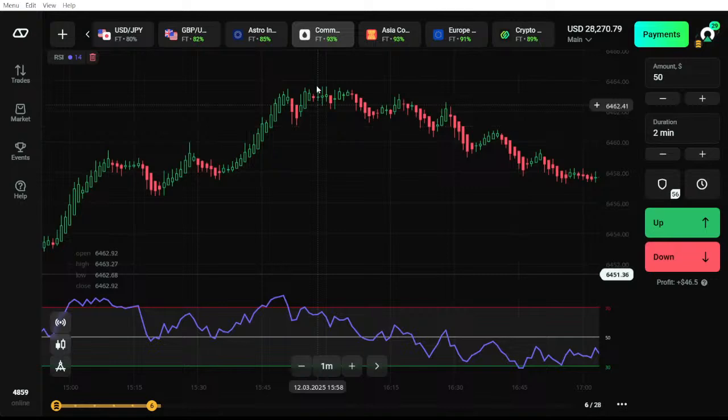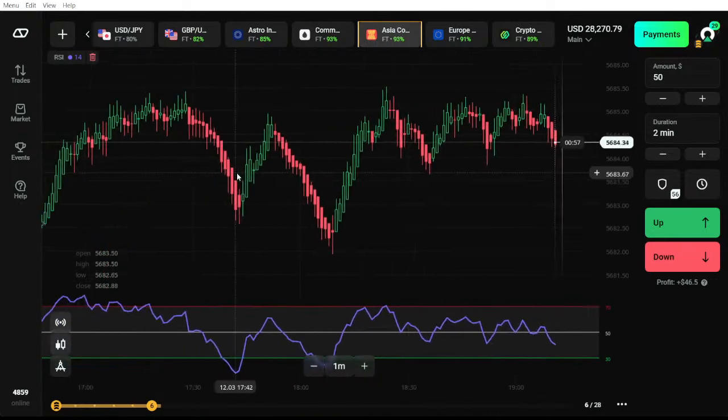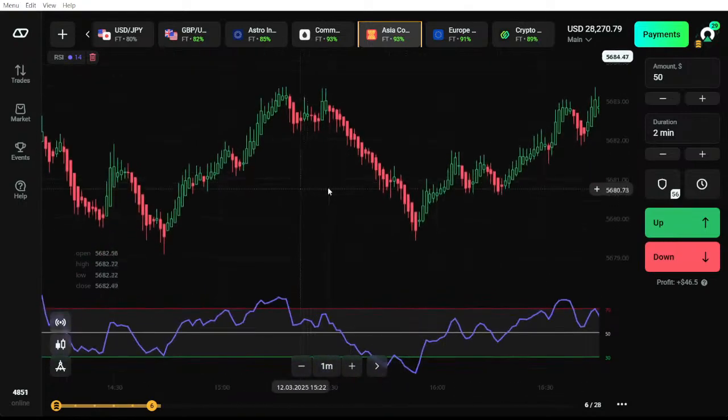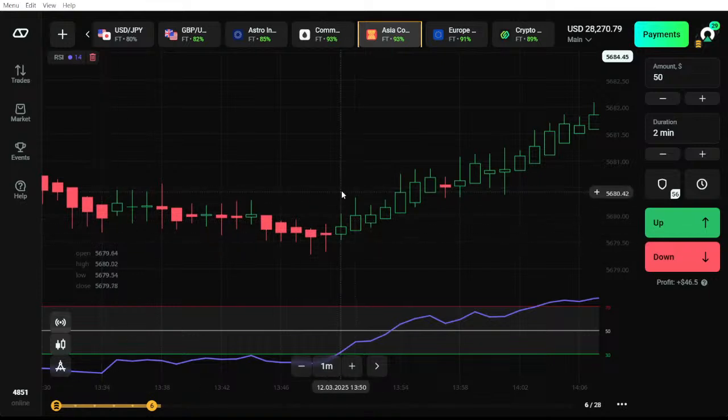Let me give you a few more examples so that it is very easy to understand. Okay, let's see. This is what we call a consolidation market. So always consider that thing also.